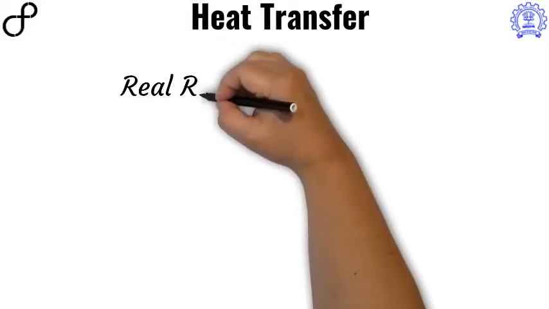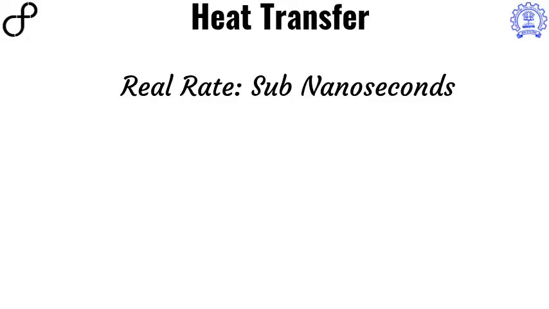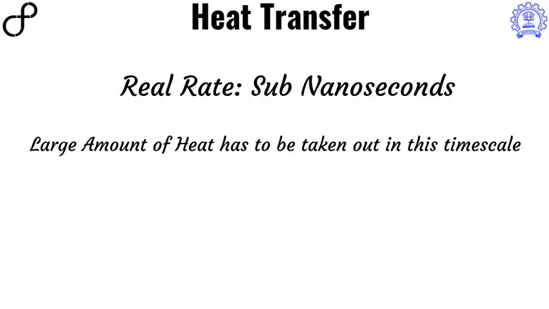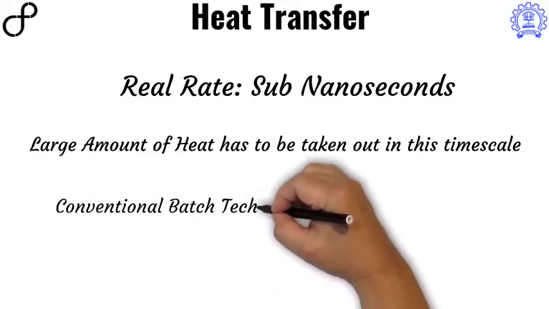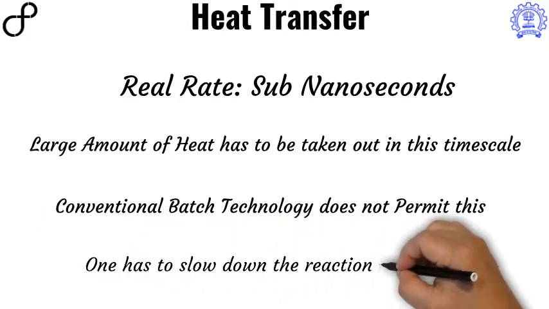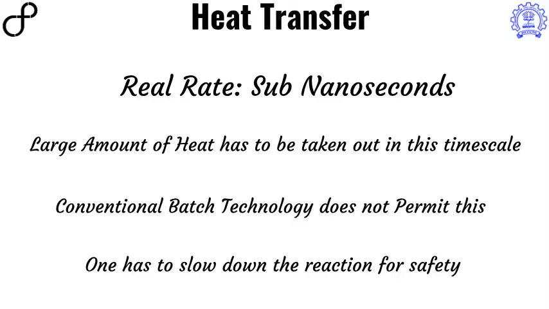I am sure it is clear by now that the real rate of a chemical reaction is in sub-nanoseconds. If we let the reactions take place in this time domain, a large amount of heat needs to be exchanged per unit time. This is not possible for a conventional batch reactor, and hence the only way to develop a controlled process is to slow down the reaction to hours or days.